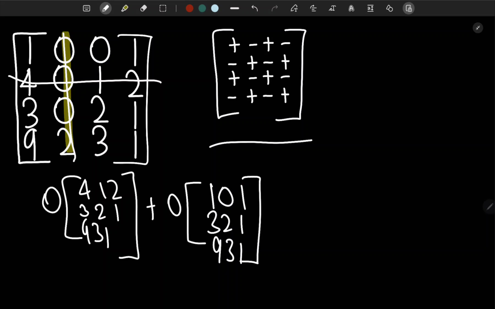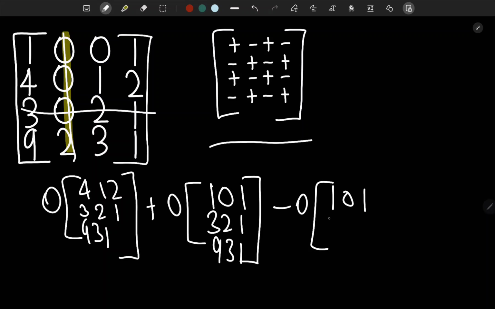Close the brackets. Now moving on again, the next 0 has a sign of minus, so minus 0, and then again the same step, cross out this row and column. So we are left with 1 0 1, 4 2 1, 4 1 2 and 9 3 1.